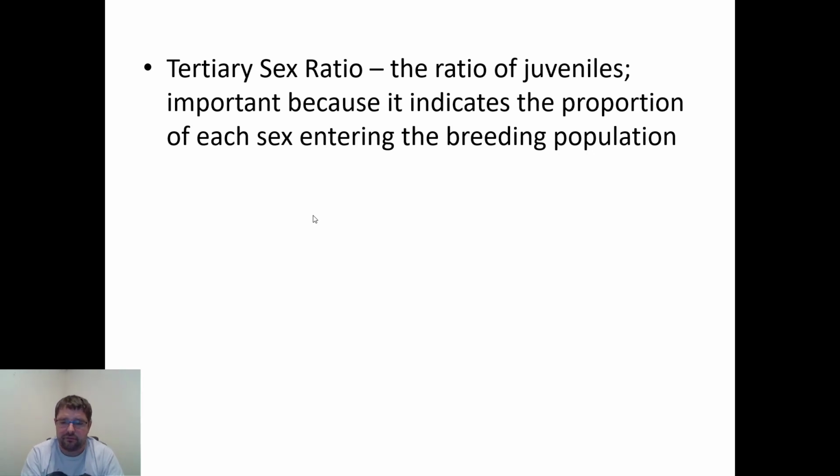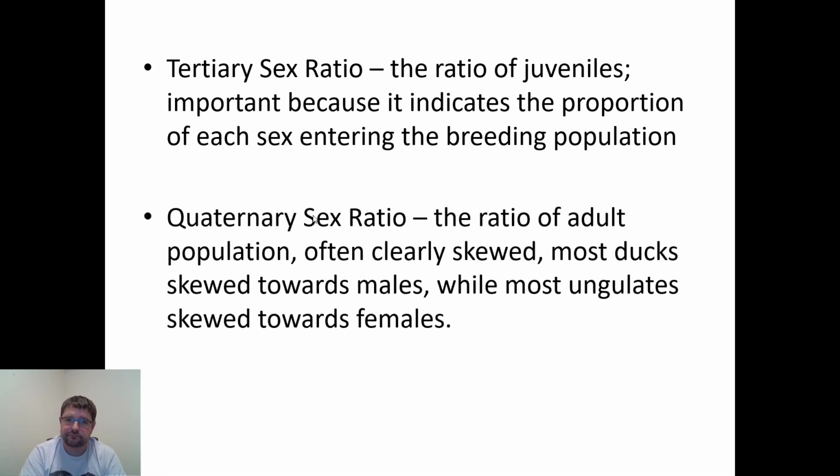And that's clearly important to know. Do you have enough males for the females in a population? Or are you short females and have too many males? These kinds of things can be picked out even at the tertiary sex ratio. And then, of course, the quaternary sex ratio is the ratio of adults, okay? And it's often very clearly skewed. Okay? Most ducks are skewed to males, okay? While most ungulates are skewed towards females.